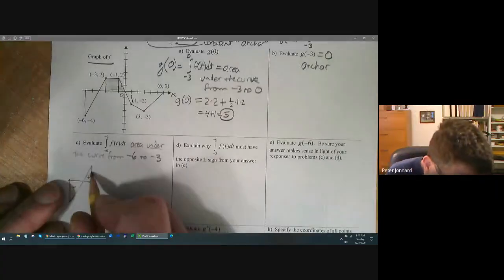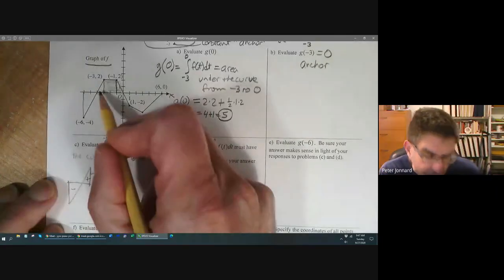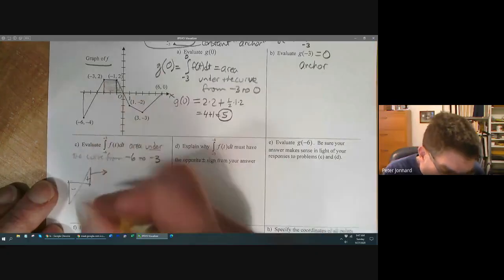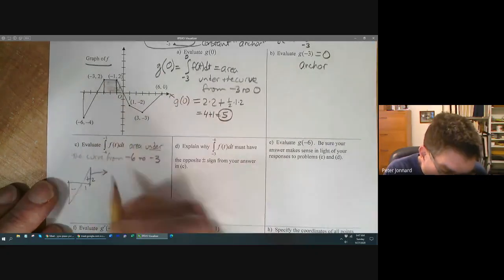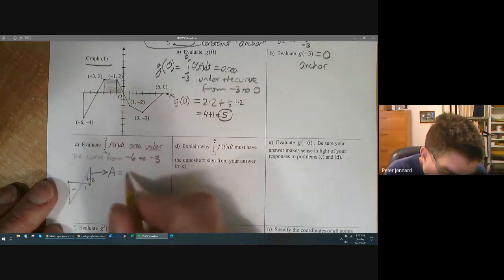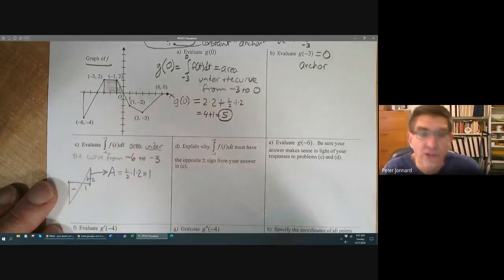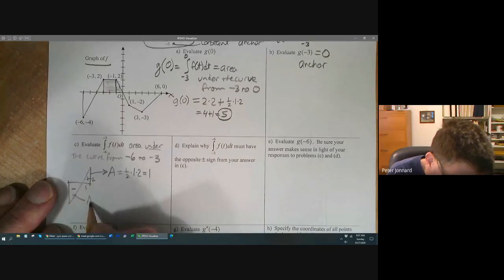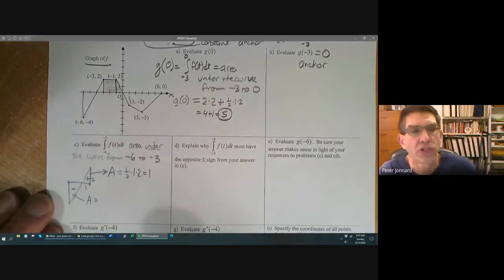And so the area of this piece up here, well, that corresponds to this. That would be a base of 1 and a height of 2. So that's 1, 2. So that area is going to be 1/2 of the base times the height, which is an area of 1 square unit. Okay. And then this area down here is a negative contribution.